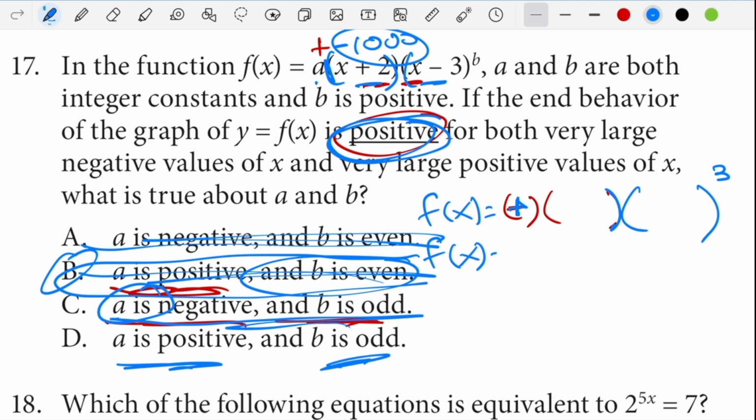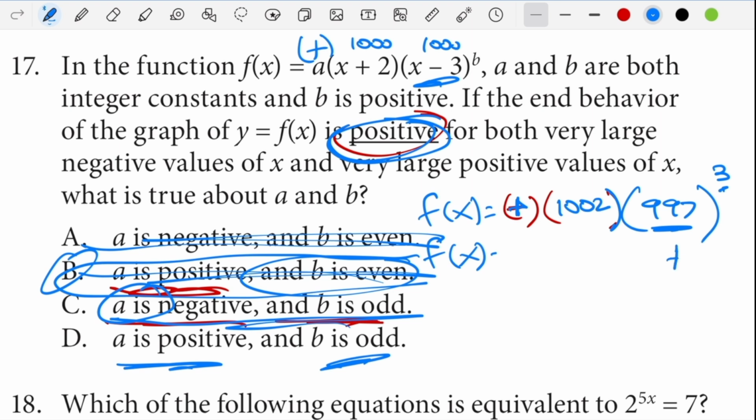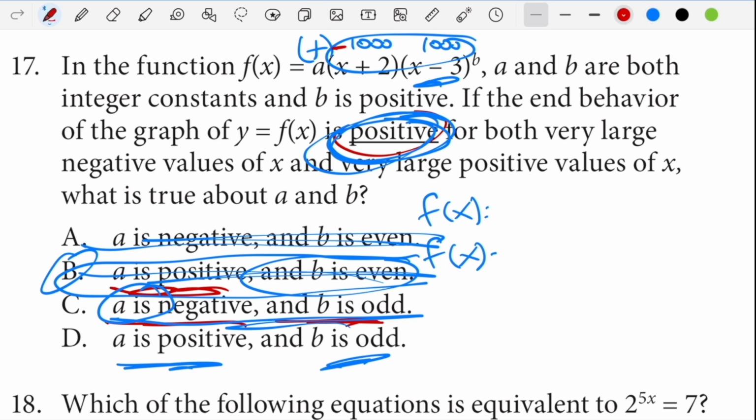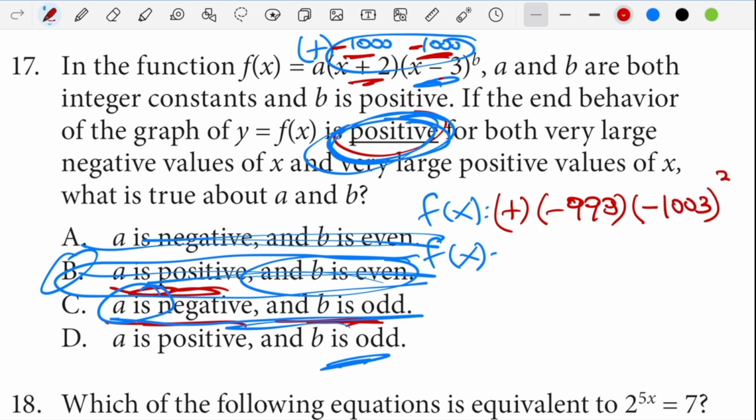Let's try 1,000 again. So now we're saying that A is positive, and let's pretend that's 1,000 here, and 1,000 here. So 1,000 plus 2 is 1,002, and 1,000 minus 3 is going to give me 997. This cube is going to be a positive value. 1,002 is a positive value, and my beginning value is positive, so all these are going to give me a positive value. So far, so good. That's what I need. Now, instead of positive 1,000, let's try negative 1,000. Still, A is positive. Negative 1,000 plus 2 gives me negative 998, and then negative 1,000 minus 3 is going to give me negative 1,003 to the third power. Any negative to an odd exponent is still going to be negative, and here I have a negative value, and here I have a positive value.